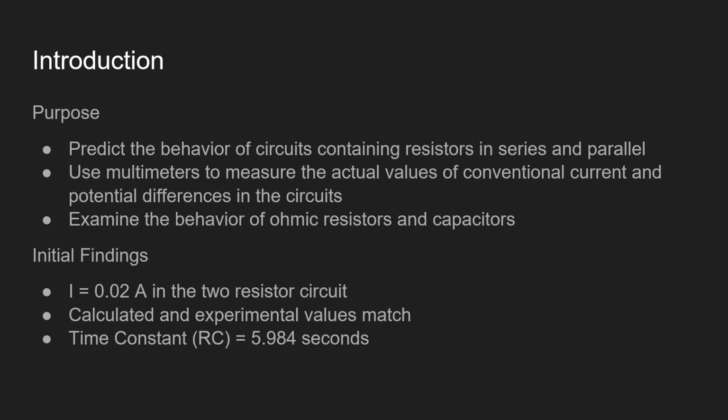For the initial findings, the current was found to be 0.02 A in the 2-resistor circuit. The calculated and experimental values matched each other, and the time constant, which is RC, was 5.984 seconds.